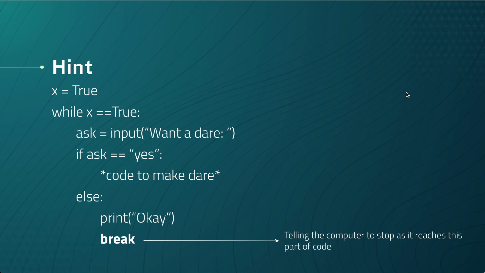Here's a hint on how this code would be structured. You set a variable x to be true, and while x is true, you can prompt the user whether they want a dare or not. If they respond with yes, you can output a random dare chosen from your list of dares. Otherwise, you can break from the while loop and end the code.